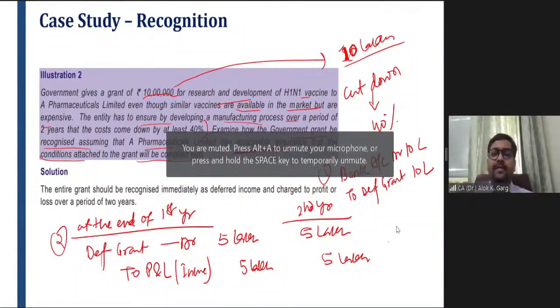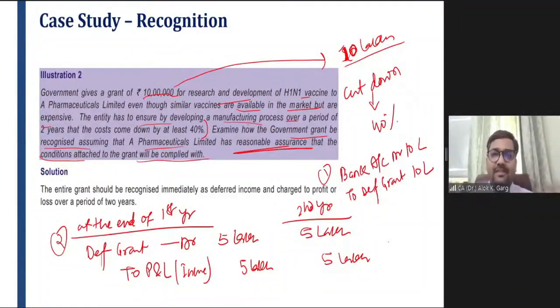Since the company is doing research to cut down the cost by 40%, of course, the company will also incur some expenses. So sir, instead of showing it in the P&L as other income on the top line, can we reduce this from the expenses which have been incurred to make this process efficient? Yes, the standard allows both the concepts.